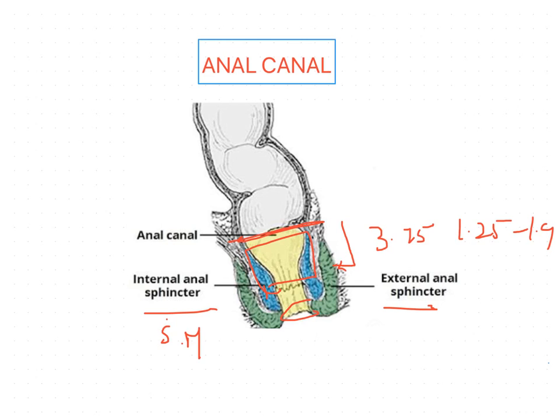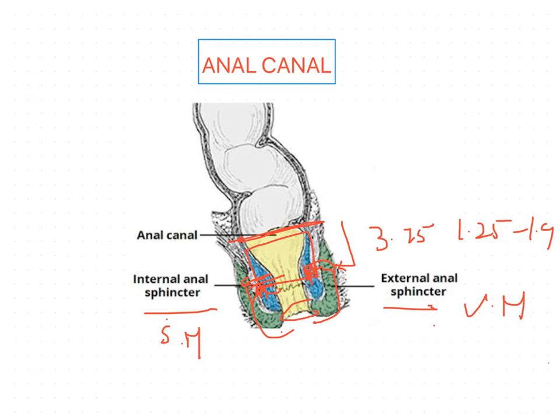The external anal sphincter is a voluntary muscle that surrounds the lower 2/3 of the anal canal, and it also overlaps the internal sphincter. Why? Because upper 2/3 and lower 2/3 means there may be some overlapping of these two sphincters. It blends superiorly with the puborectalis muscle of the pelvic floor.